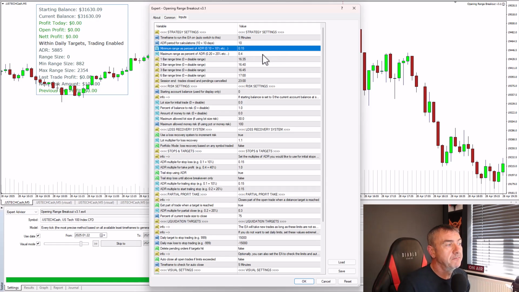The minimum and maximum percentages we've discussed. 0.15 is 15%, 0.4 is 40%. The Goldilocks zone, if you like, that I have found is somewhere around 10, 15 or 20%. 20% has given the best results. However, sometimes at the open, the market doesn't move 20% for quite a while, which means that you don't get any trades. But it is more reliable using a 20% range. 15 is kind of second best. 10 is fairly aggressive.